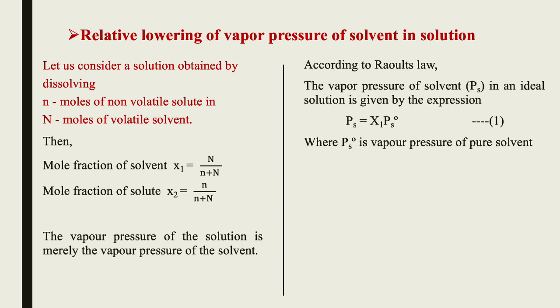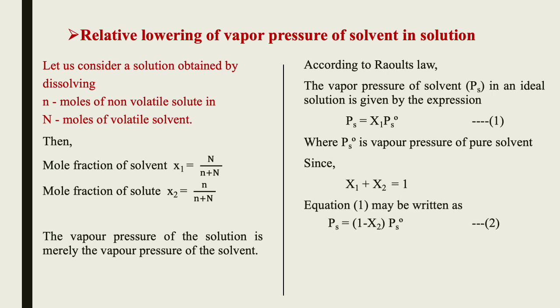That is approximate. So according to Raoult's law, the vapor pressure of solvent, that is Ps, in an ideal solution, is given by the expression Ps equals Ps naught times x1. If you know the vapor pressure of the pure solvent and multiply it by the mole fraction of the solvent, then you can get the vapor pressure of solvent for that ideal solution, where Ps naught is the vapor pressure of the pure solvent.